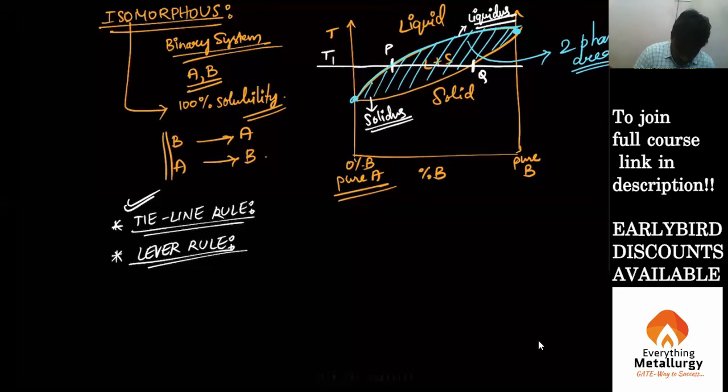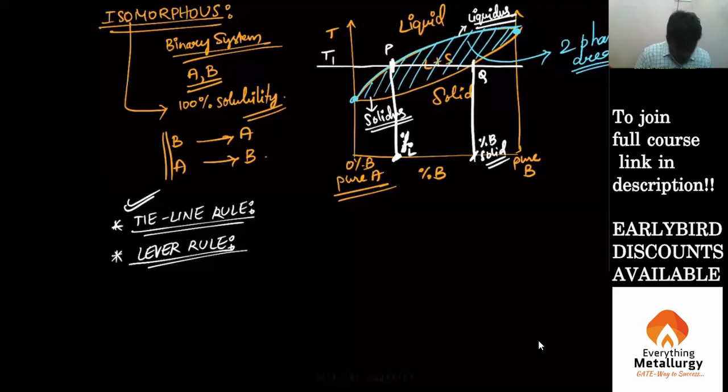Now this P, wherever it is intersecting, if you project onto my x-axis, it gives the percentage of B that is present in the liquid. Similarly Q, what does it do? It gives me the same thing, the percentage of B in solid. As it is intersecting the solid, you can write the percentage of B in solid.